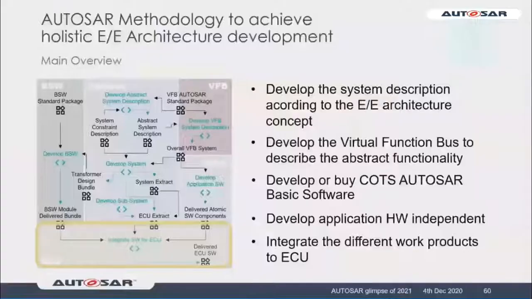The first area is VFB. You usually start with a virtual function bus, describing technology-agnostic, specific information that goes through your network. Then you usually talk with software component providers, or you develop your application software yourself, which has to be deployed. With that, you know your basic software requirements, which are developed in parallel, right? Together with an EE system, you combine it to a system extract and later to a system description. And it can also include an abstract system description.